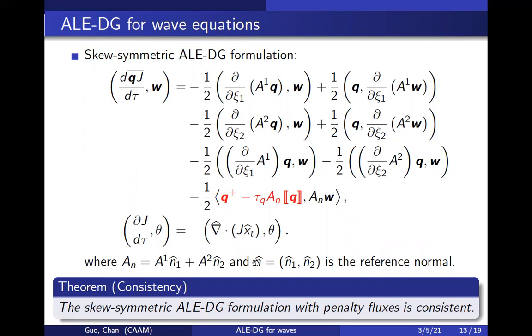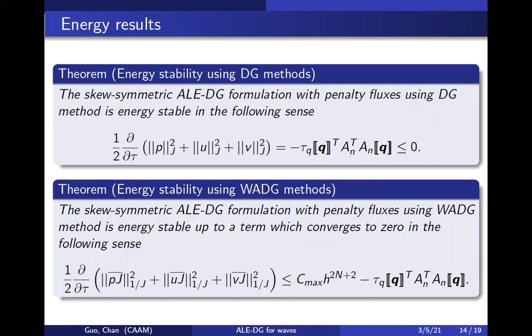I use a penalty flux for moving meshes, which can be regarded as an extension of the standard penalty flux on the fixed domain. With such a penalty flux, we can show this skew-symmetric ALE DG formulation is consistent. And similarly, we are able to show stability results using standard DG and weight-adjusted DG respectively.